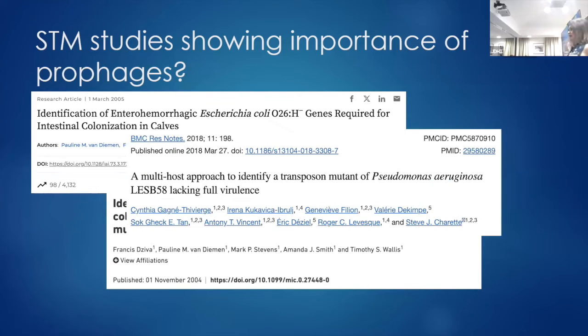Something similar happened with a virulent Pseudomonas aeruginosa strain, the Liverpool epidemic strain that causes really multiple drug-resistant infections in cystic fibrosis patients and is also transmissible from patient to patient, which is unusual for Pseudomonas.